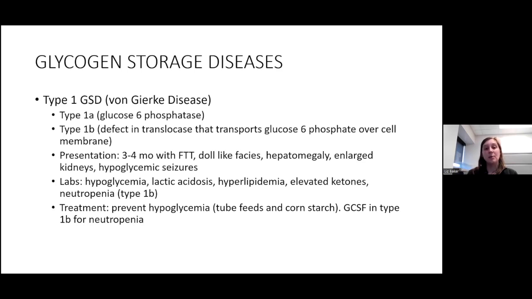The treatment is to prevent hypoglycemia. Usually these kids have to have tube feeds because they can't go more than an hour or 2 without feeds, and also cornstarch. And then you need to give GCSF in type 1B for their neutropenia.